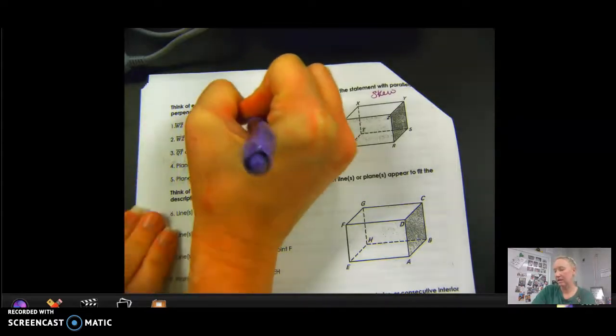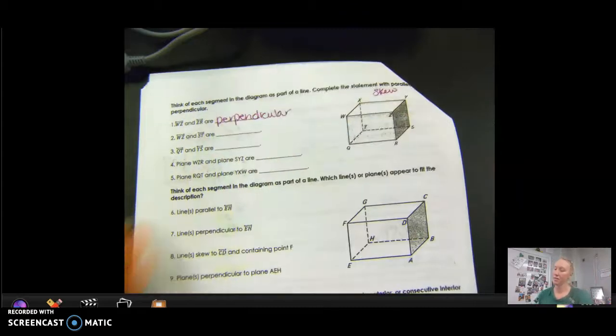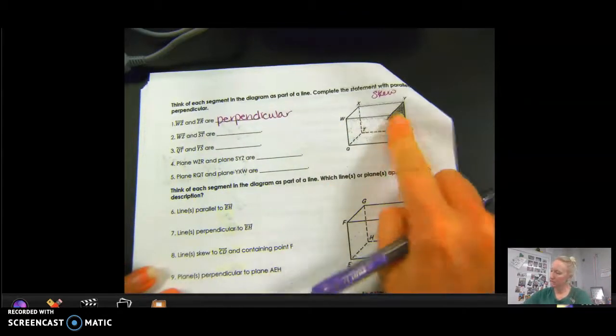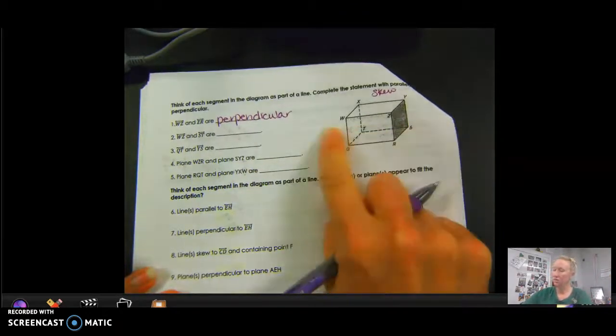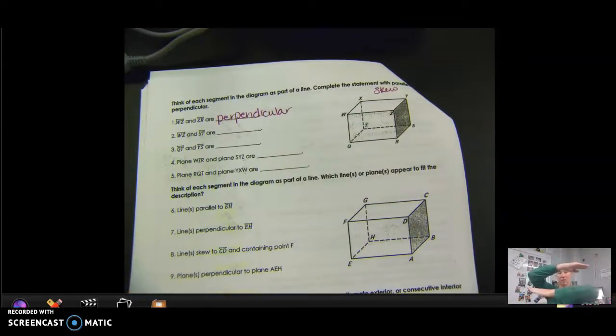Try the next 4 on your own. So pause me, try them, unpause me when you're done. W to Z and S to T. Those two will never cross, but they also have the same slope because they are both looking like this. So those would be parallel.